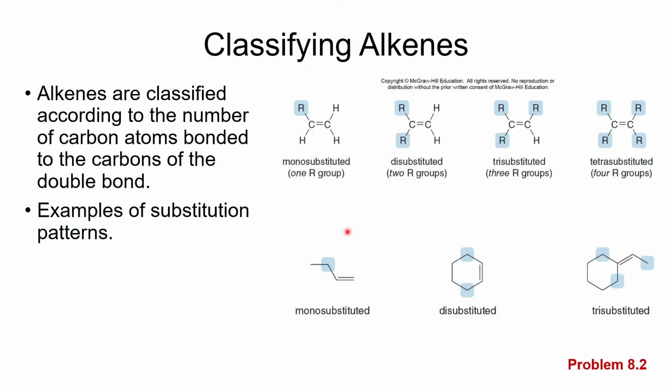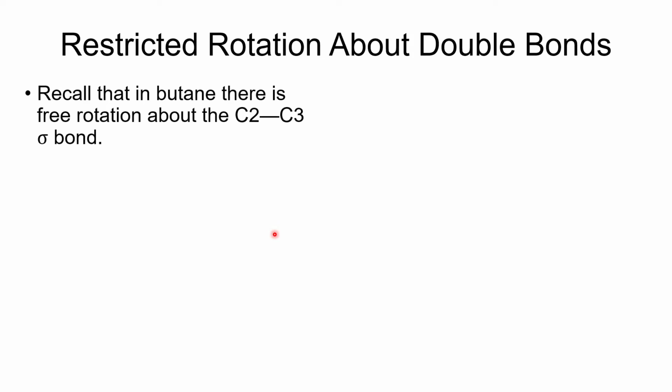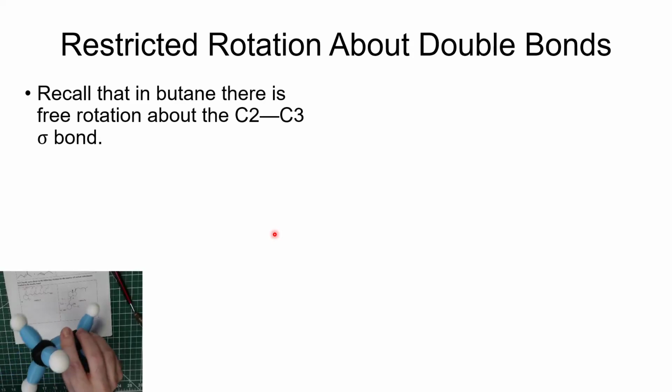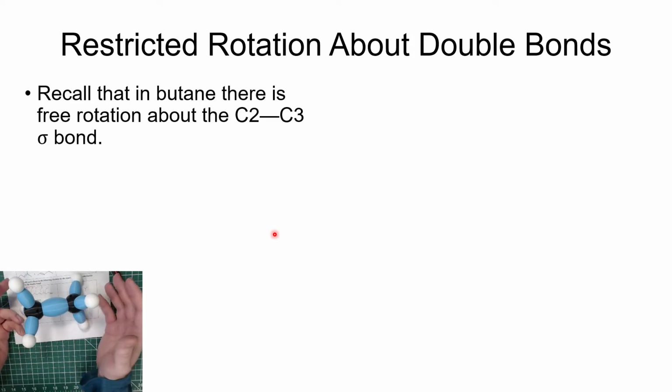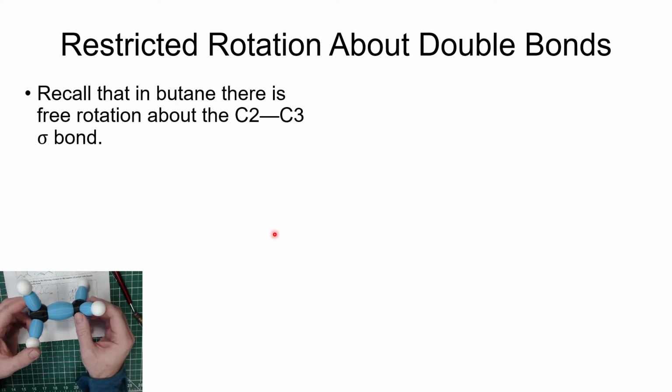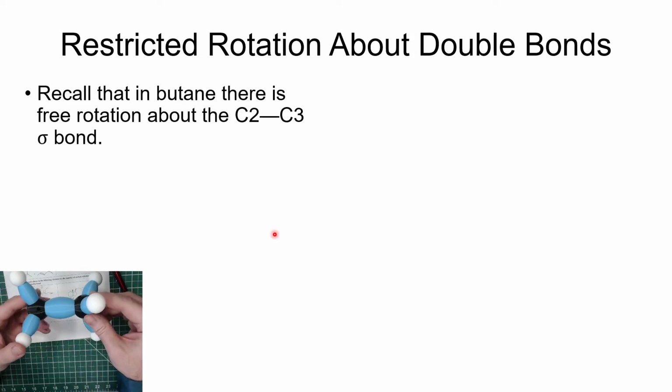Okay, so going back, restricted rotation. Now, you may or may not remember this, but in an alkane, we have free rotation about carbon-carbon bonds. And I'm going to illustrate that. I'm going to bring a little camera down here. Here, this is just ethane. I don't have a butane molecule with me, and it would be hard to get it into the camera shot anyway. But here is ethane, and we can rotate freely about that carbon-carbon bond.